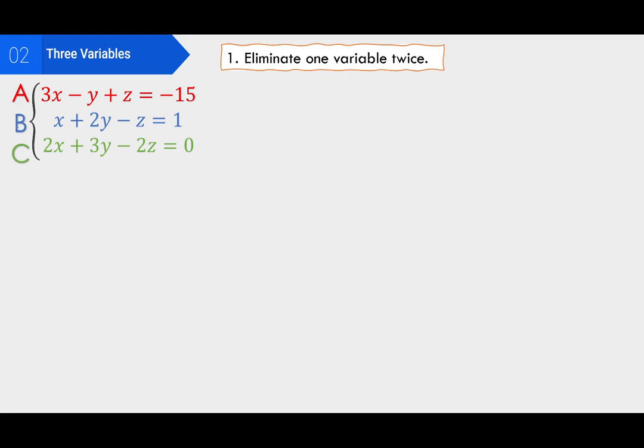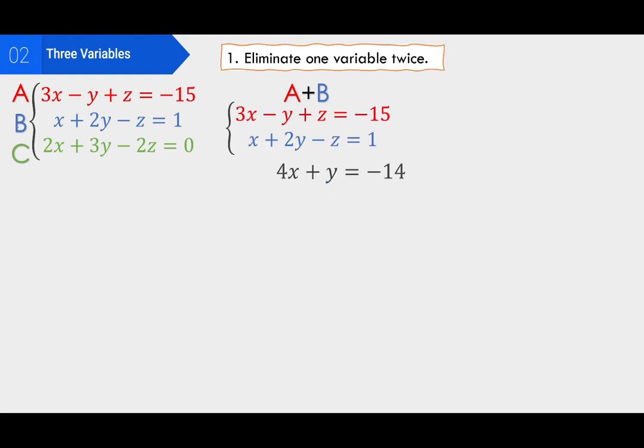It looks nice to eliminate z, so I'm going to add equation A and equation B together, and I get 4x, 3x plus x is 4x, -y plus 2y is 1y, and the z's eliminate. And then I have -15 plus 1, -14. I have eliminated z once, but I need to eliminate the same variable twice. So let's take two other equations. I'm going to label that one D, by the way.